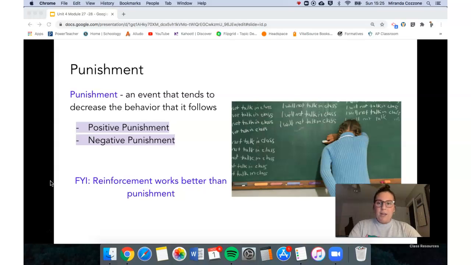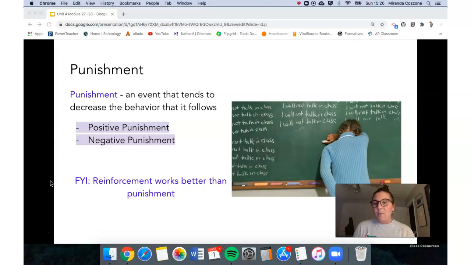Or another thing might be taking recess away from that student. That's negative punishment. You're taking it away in hopes that that student is not going to talk in class so that they don't do it the next time. Just as a little FYI, reinforcement works better than punishment. If you are training a puppy, it is much more powerful to praise that puppy for doing something good than to punish it for doing something bad.